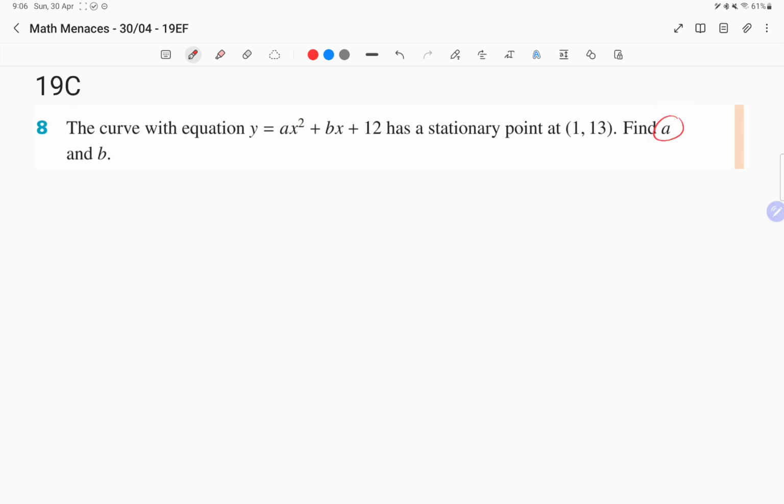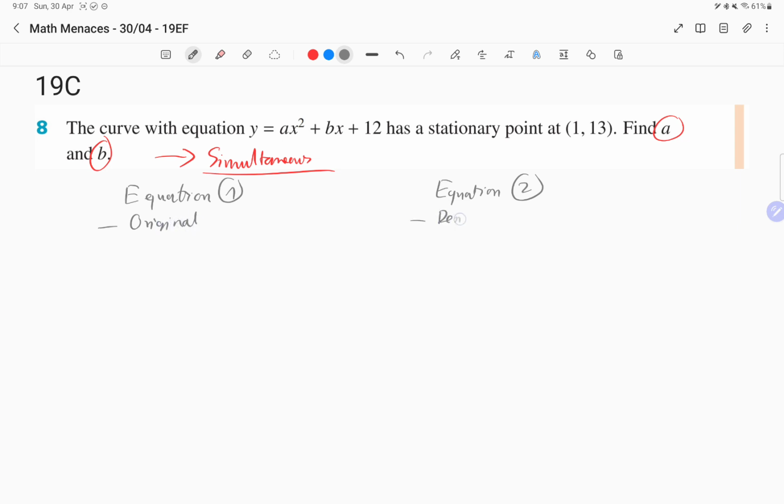Now, when you see there are two variables to solve, the idea is to form two equations. So this is normally always to use simultaneous equations. And to form simultaneous equations, you need to form two equations. So you need equation 1, and somehow get equation 2. For this chapter, most likely when you see simultaneous equations, the first equation is normally using the original formula, and then the second equation is normally using the derivative.